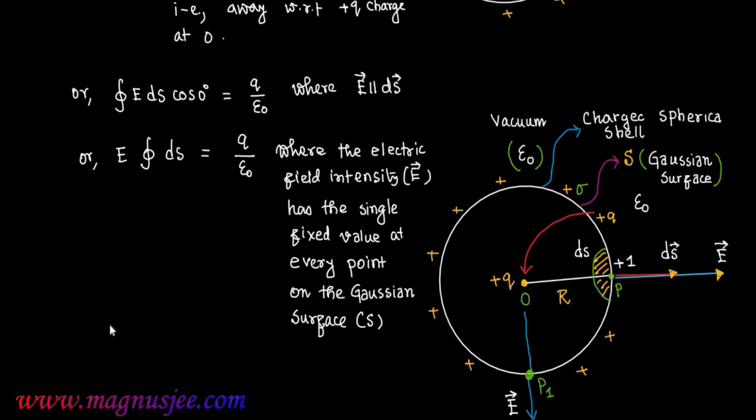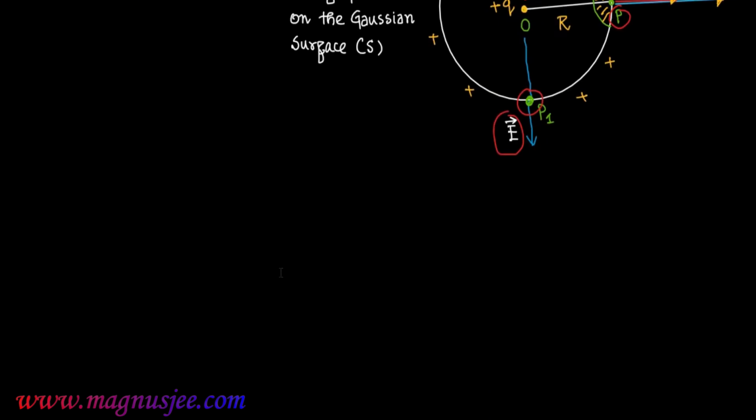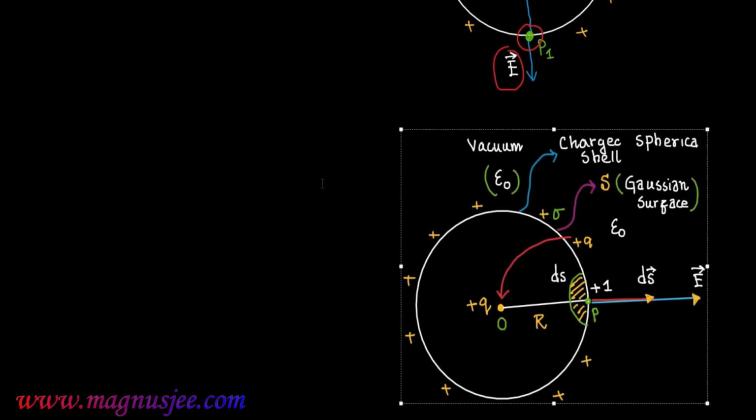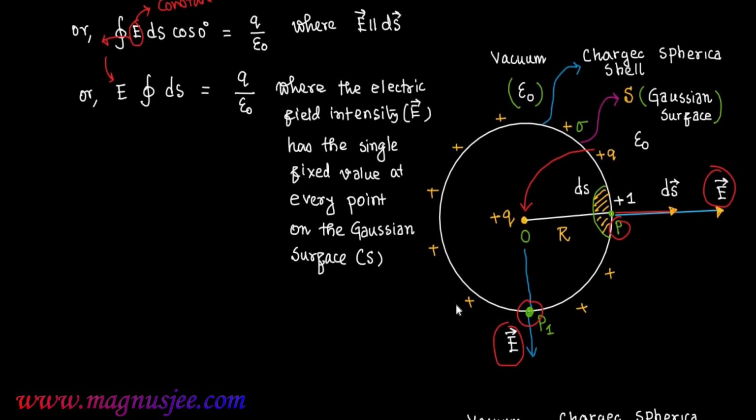Here we can denote P1. At P1 field intensity is E1, at P field intensity is E. So this field intensity has a single fixed value and field intensity E is constant. That's why we can bring E outside the integration sign.